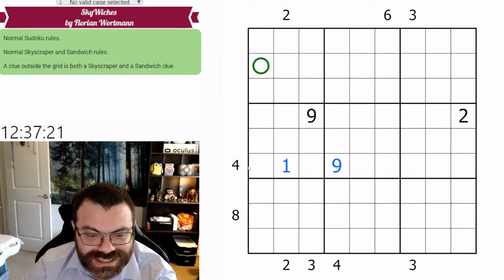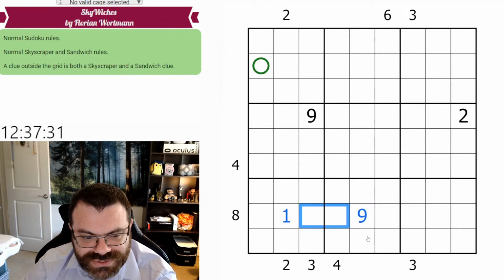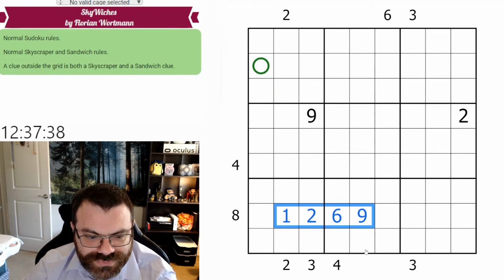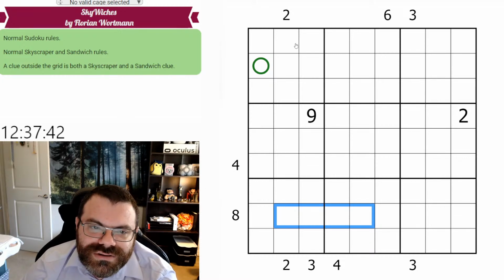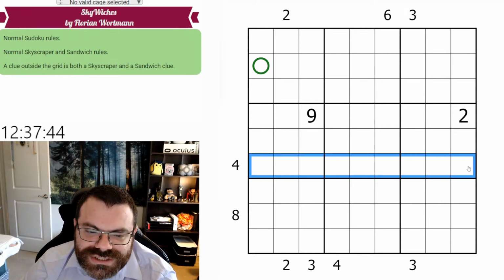But what that says is that the sum of the digits sandwiched in between the 1 and the 9 is the clue outside. So this would be a 4 here. Or for this 8, for example, we could do this, and then the sum of the 2 digits in between the 1 and the 9 would sum to 8, so we could do, for example, 2, 6, and that would fulfill the sandwich clue.